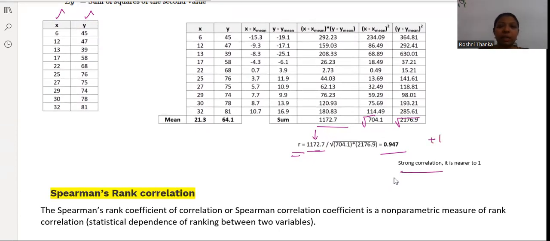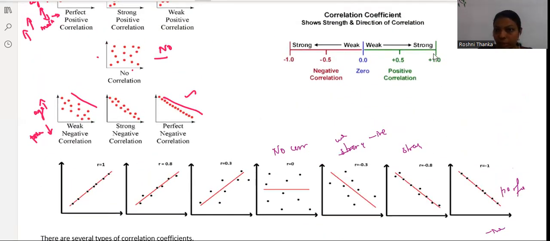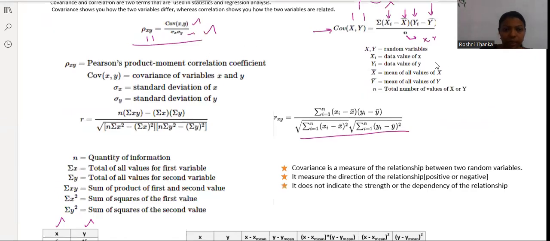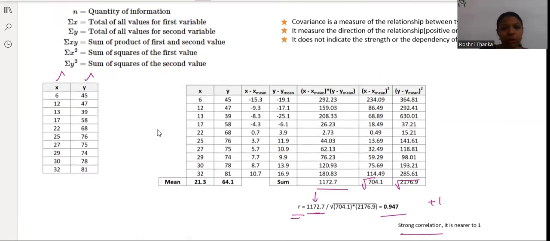According to this diagram, whenever it is nearing +1, it is a strong correlation. So from this we can understand that when I compare the relationship between the x variable and the y variable using Pearson, I can say these two variables are strongly correlated.